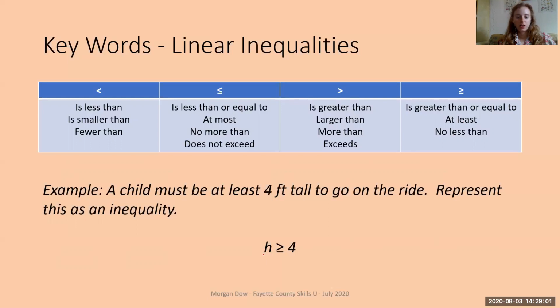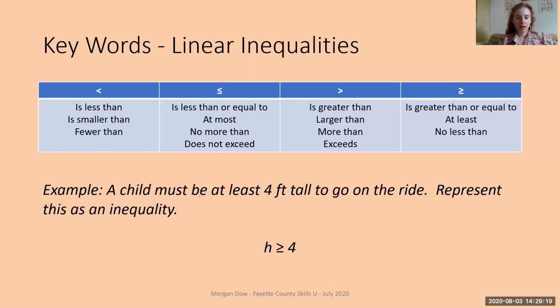So what I've done here is I've got my variable h, which is supposed to be like the height of the child. I just chose h to represent height, but you could have done any letter really. So h is greater than or equal to 4. Now, why did I choose greater than or equal to?